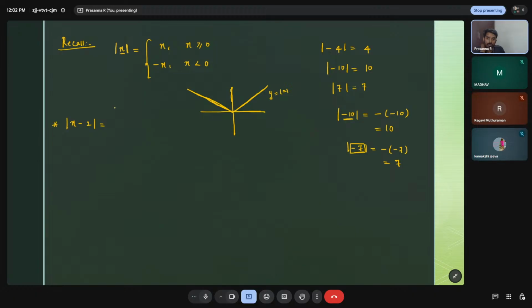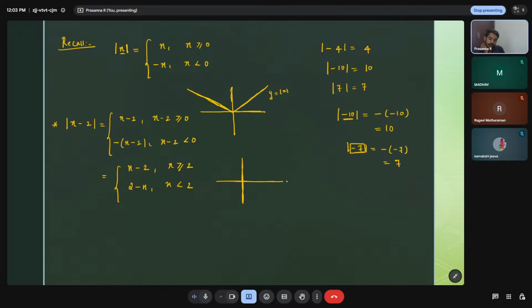You just apply the definition. It is x minus 2 if x minus 2 is greater than or equal to 0, so instead of x you replace x minus 2, and minus of x minus 2 if x minus 2 is less than 0. So this will be x minus 2 when x is greater than or equal to 2, and 2 minus x when x is less than 2. So here the function is breaking at 2.